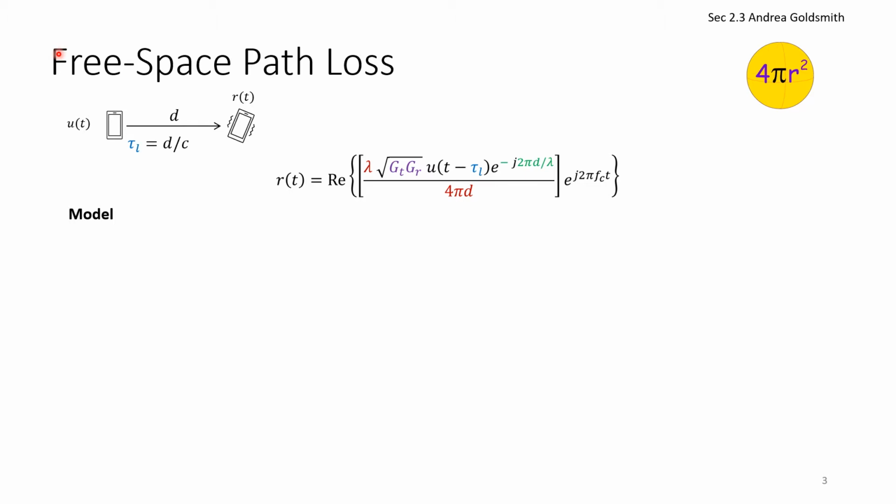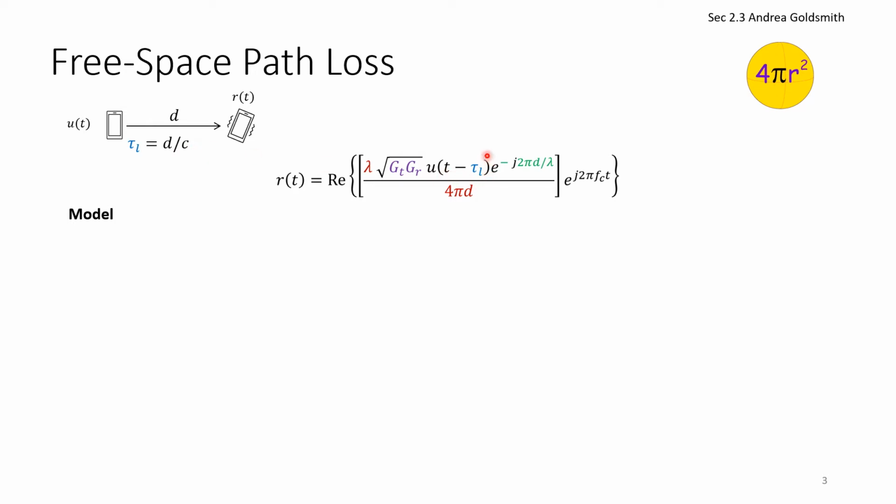To come up with the path loss propagation models, let's recall the free space path loss, and we'll use it as a first model. Let's say that the signal we would like to transmit is u of t, and the received signal is r of t. The distance between the transmitter and receiver is d, and hence the time it takes to travel is d over c, the distance divided by the speed of light. So if we have u of t at the transmitter, what we receive is a delayed version, and this delay is a function of the distance and speed.